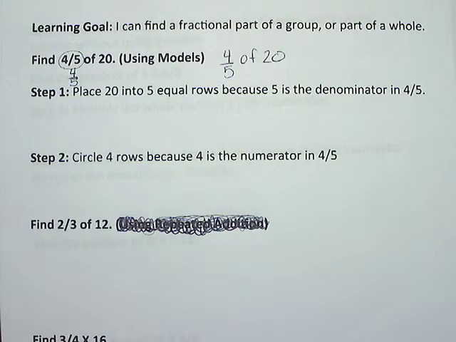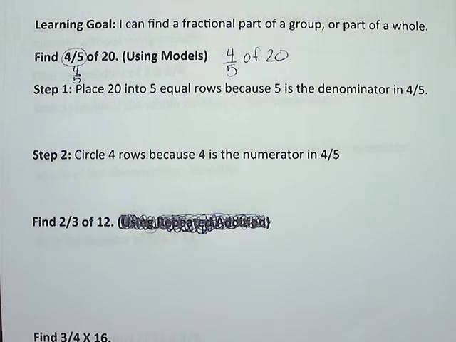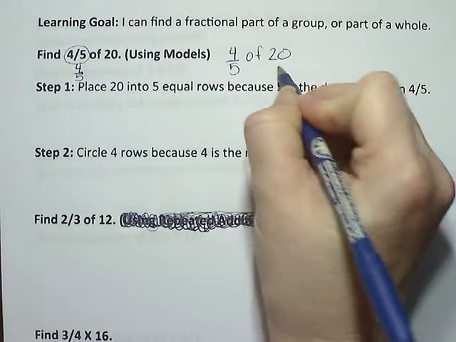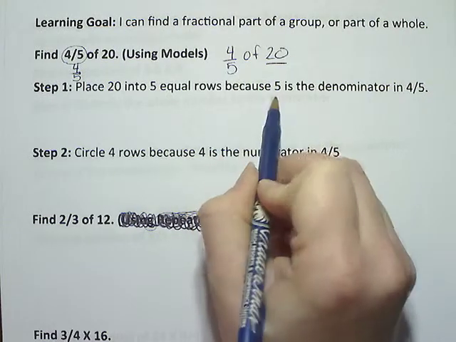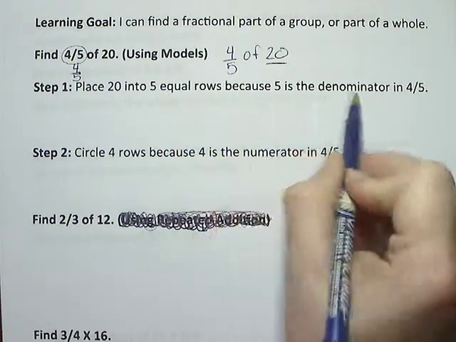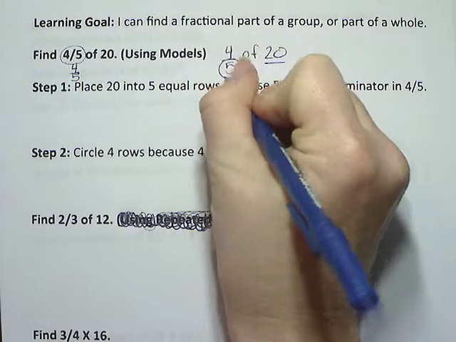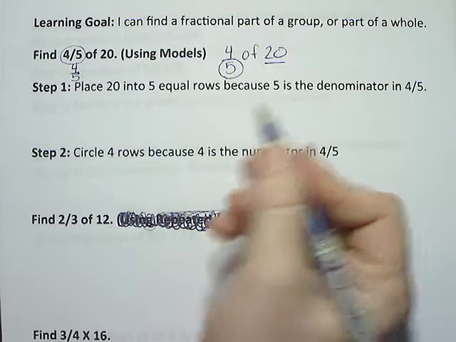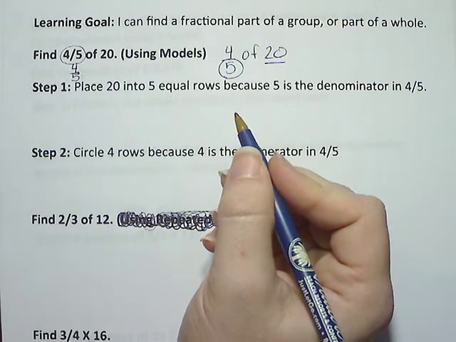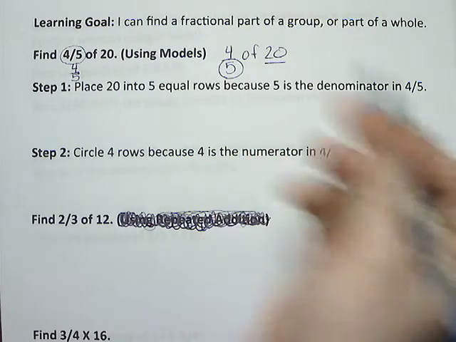The first thing it wants you to do is place 20 into 5 equal rows. So we're going to place our whole group into 5 equal rows, and we're doing 5 equal rows because 5 is the denominator. That means we have 5 equal groups. That's what a denominator tells us. So I'm going to place my 20 into 5 equal rows.